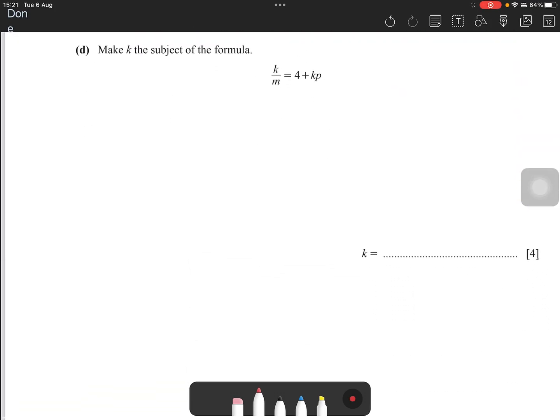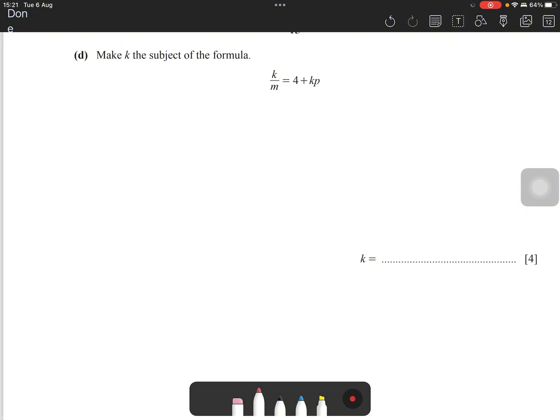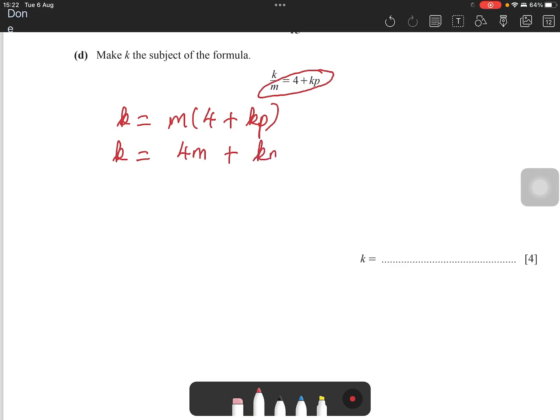D. Make k the subject of the formula. First, when we see something like this, we should cross-multiply them. K is equal to m multiplied by 4 plus kp, which means k is equal to m times 4 is 4m. M times kp is kmp. And now we want to make k the subject, so I will move kmp to the left. K minus kmp is equal to 4m.